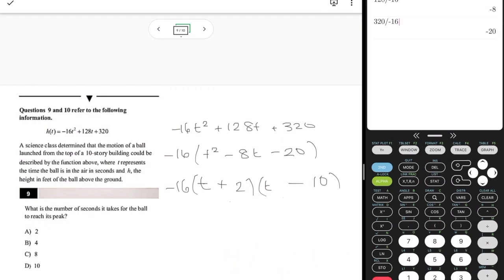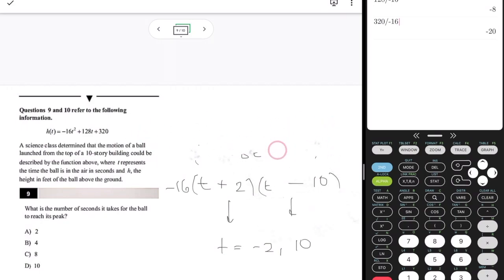And so therefore, the solutions to this would be t is equal to negative 2 and t is equal to 10. To do this, remember, you just find the opposite of these two values. So if you take this one, positive 2, you flip it to be negative 2. Alright, so you know that the two x-intercepts are negative 2 and 10.